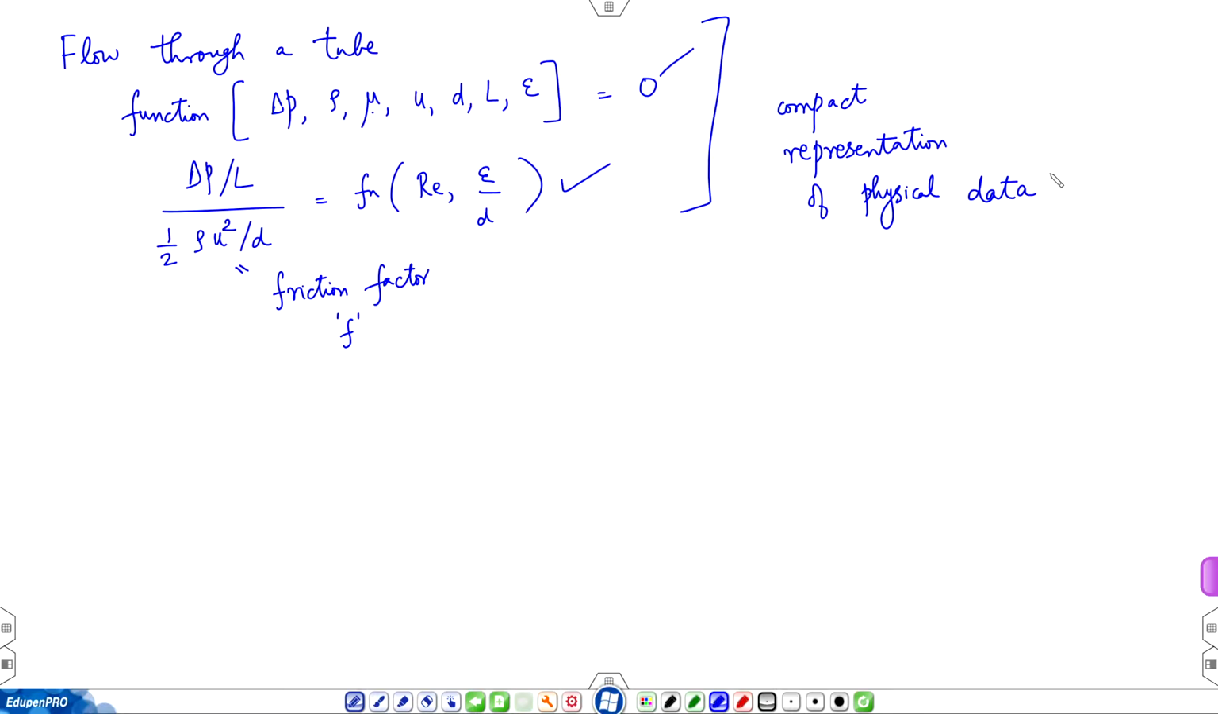One other example shown to you was force acting on a circular cylinder, specifically drag. Drag is that component. Force is a vector, so you have to specify the direction. Drag is the force acting on the object in the flow direction.